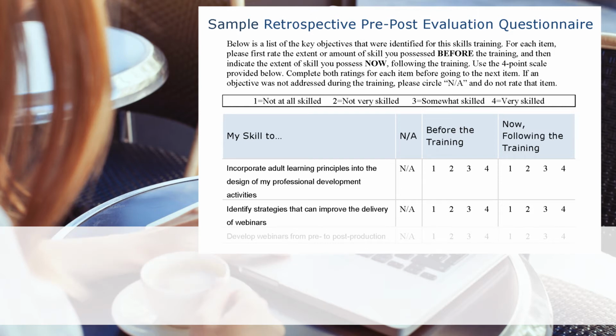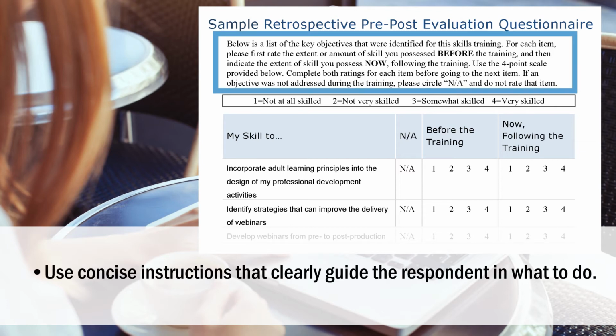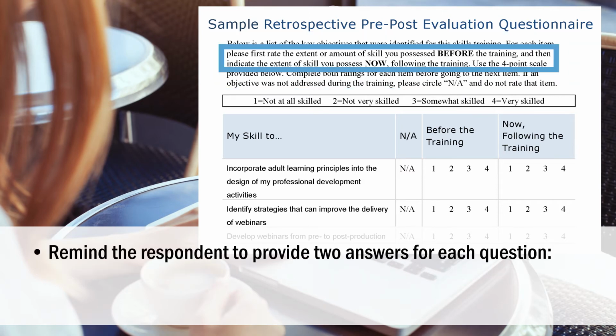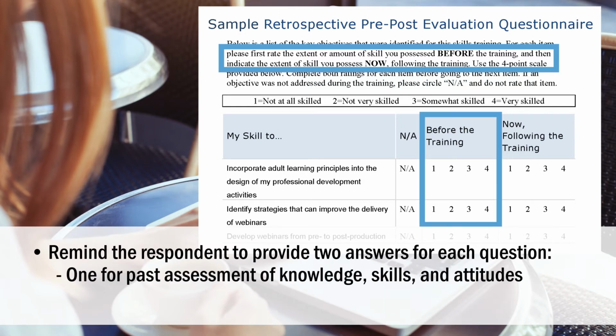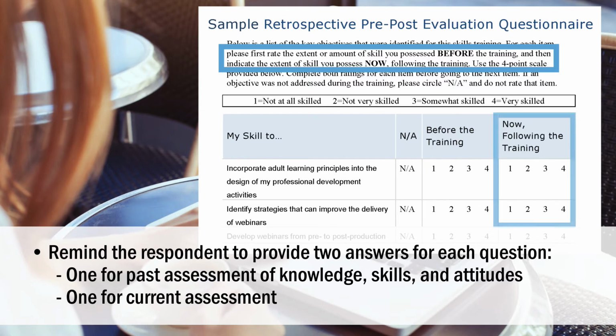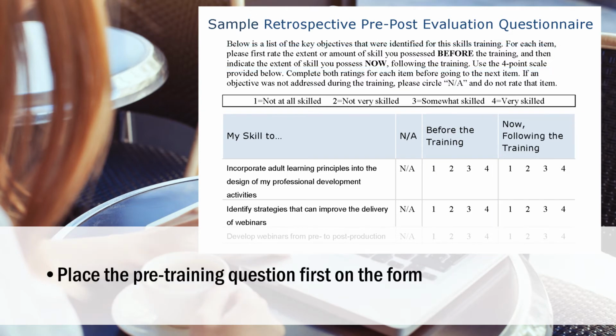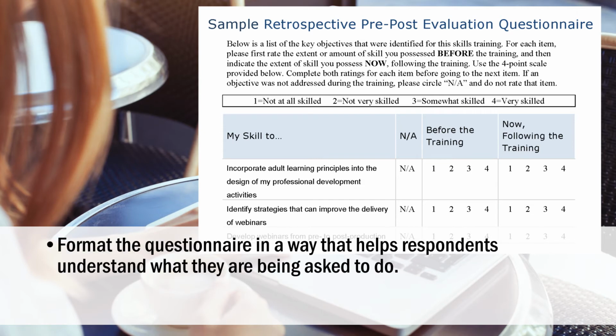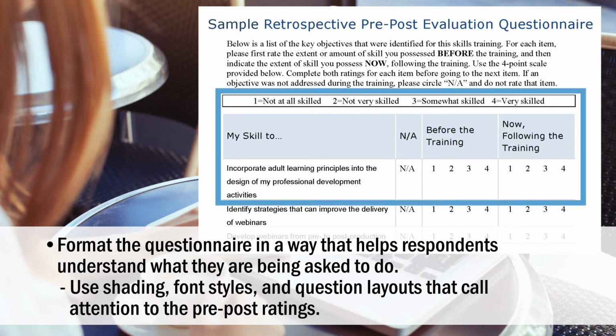Here are some general guidelines for designing a good retrospective pre-post questionnaire. Use concise instructions that clearly guide the respondent in what to do. Remind the respondent to provide 2 answers for each question, one for past assessment of knowledge, skills, and attitudes, and one for a current assessment. Place the pre-training question first on the form, and format the questionnaire in a way that helps respondents understand what they're being asked to do. For example, use shading, font styles, and question layouts that call attention to the pre-post ratings.